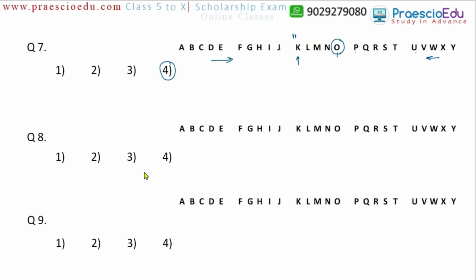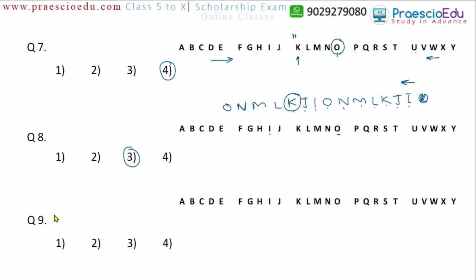Now question number 8, if the letters I to O in the alphabet are written in reverse order two times in a row. So first comes O, then N, then M, L, K, J, then I. After two times, again O, then N, then M, then L, then K, then J, then I. Now which letter will be at the 10th place from the right end? From the right end: first, second, third, fourth, fifth, sixth, seventh, eighth, ninth and 10th. So K letter comes, and K is mentioned in option number 3.